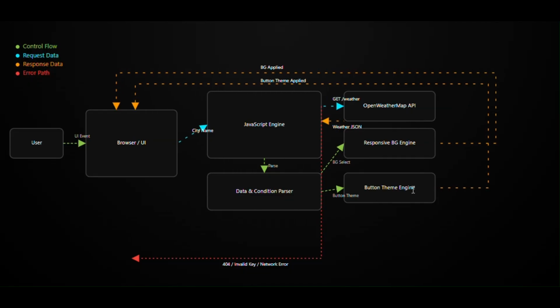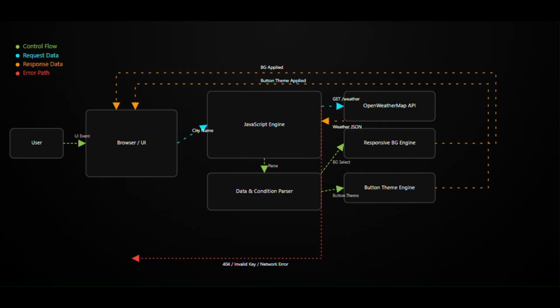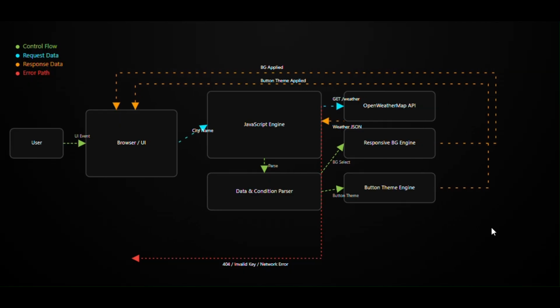And then we have a button theme engine also. What this will do is just check the background. The button theme must visually match the background but remain readable. It will match according to the background color. And the background isn't random in this application. It's data driven and device aware. This application is aware of the device, and that's how it works.